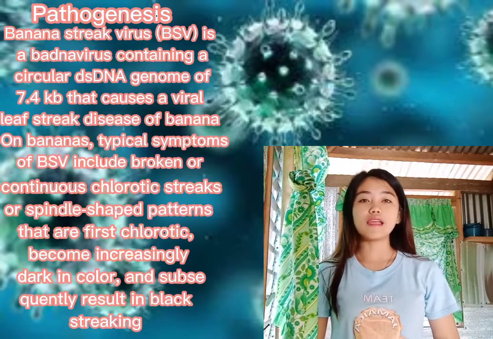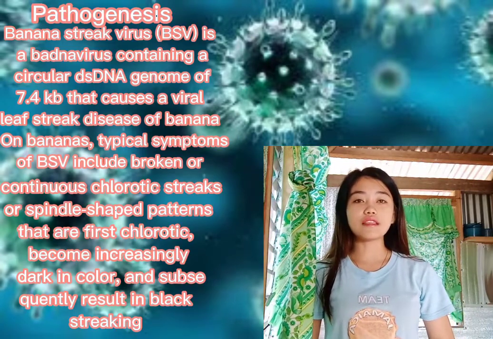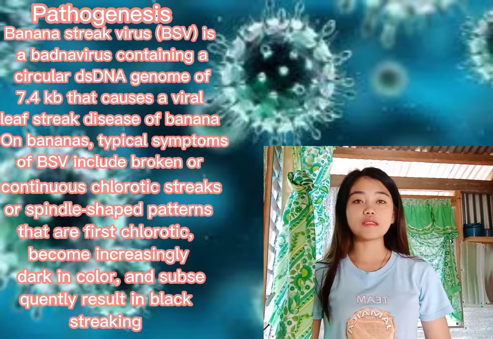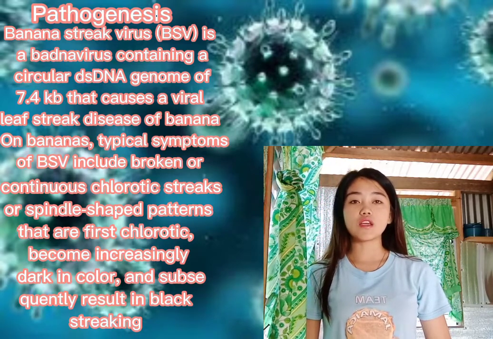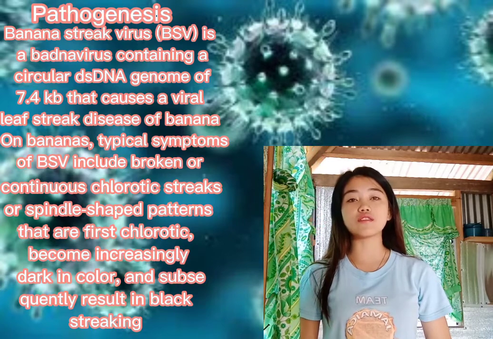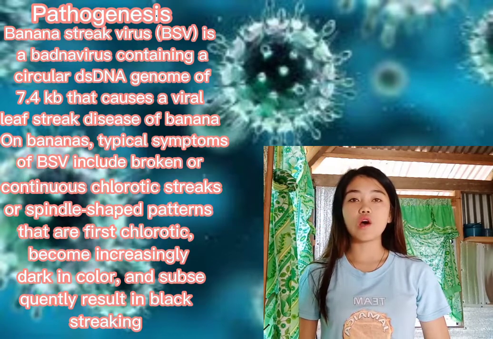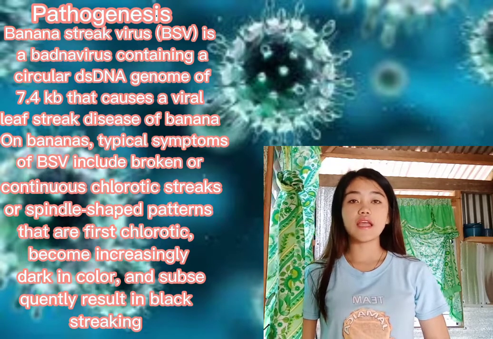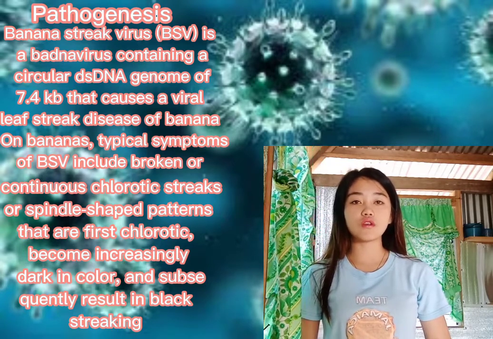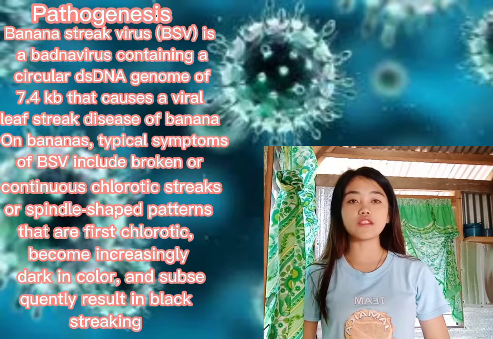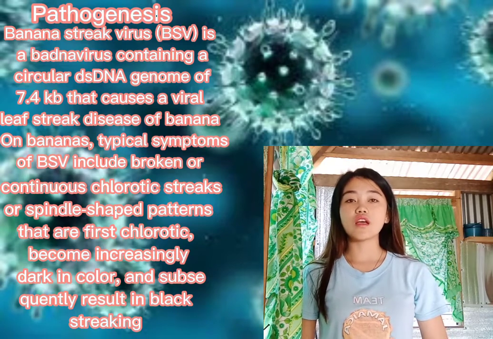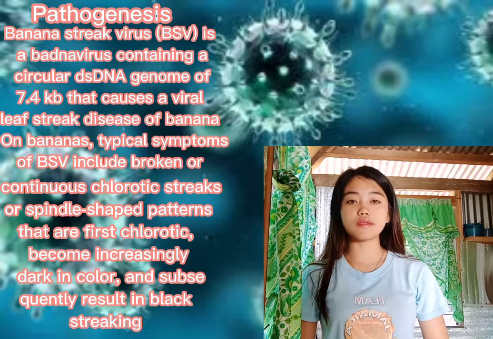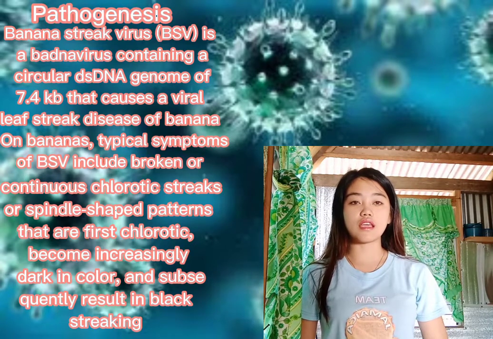Pathogenesis. Banana streak virus is a badnavirus containing a circular dsDNA genome of 7.4 kilobases that causes a viral leaf streak disease of banana. Typical symptoms of BSV include broken or continuous chlorotic streaks or spindle-shaped patterns that are first chlorotic, become increasingly dark in color, and subsequently result in black streaking.